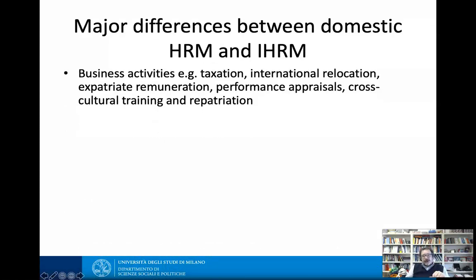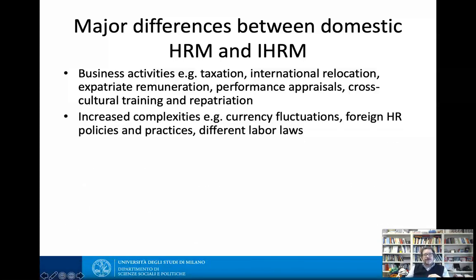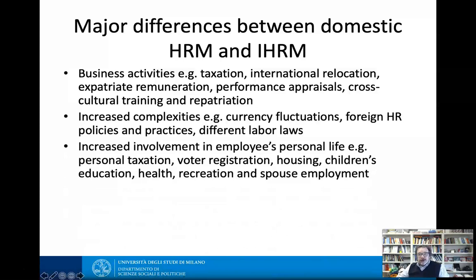Let's see more in detail the differences in terms of content, if not in terms of complexity. There are more different business activities in HRM, like taxation, relocation, remuneration, cross-cultural training, repatriation, new activities compared to those that you perform in a regular HRM function. Other complexities are the fluctuations of currencies, which make salary quite difficult to manage, and different labor laws locally. When you are running expatriates, you end up having more responsibility and being more involved in their life, their peers, their kids, because you're moving entire families abroad, and that's not so easy to manage.